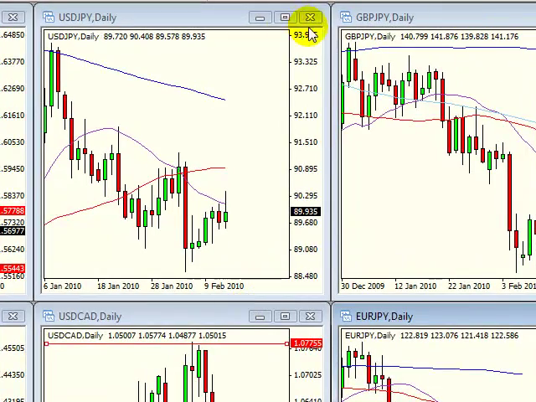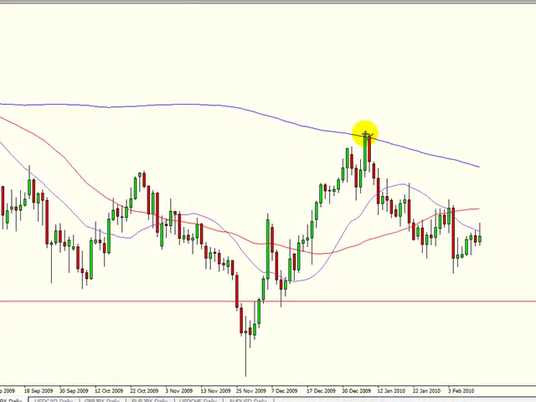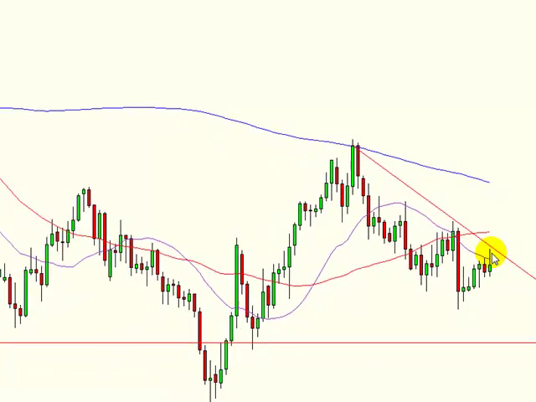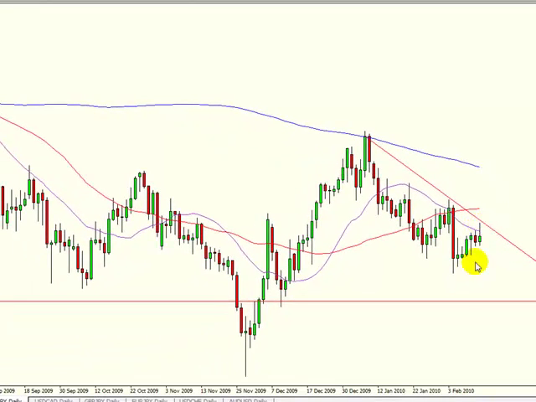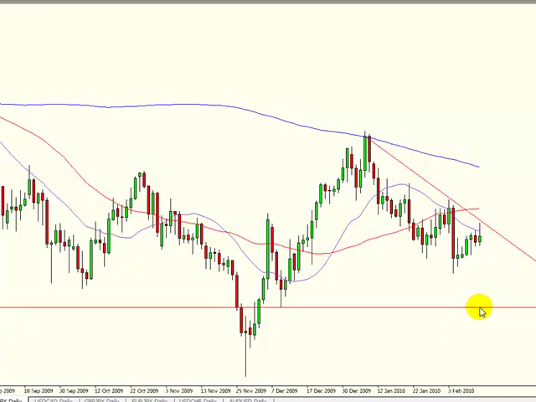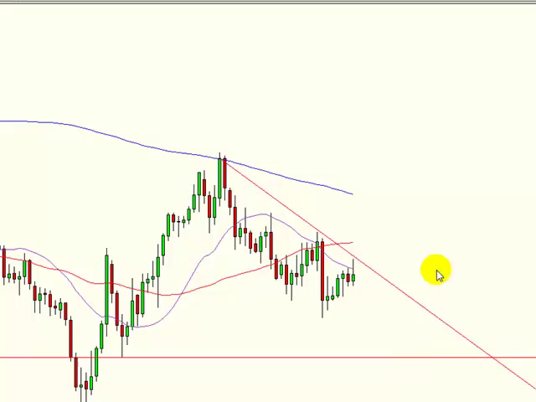US dollar Japan. Well, we can see here that the US dollar Japan is currently in a downward trend. It bumped up against the 200 period moving average and it stopped, and then it broke down. Now currently we are bumping up against the trend line, a downward moving trend line. We have support right here at 87.33, and we have additional support at 85.55. I would look for this pair to bounce off of this trend line and continue moving down to seek new lows.